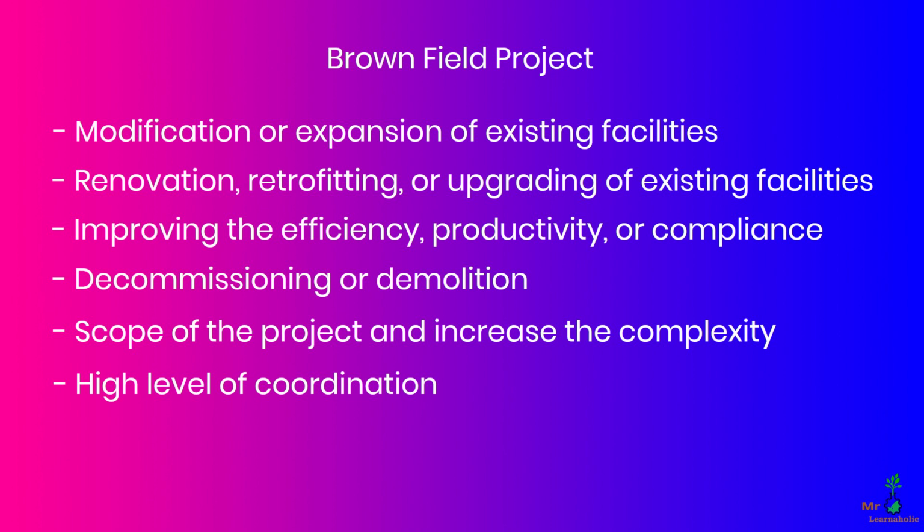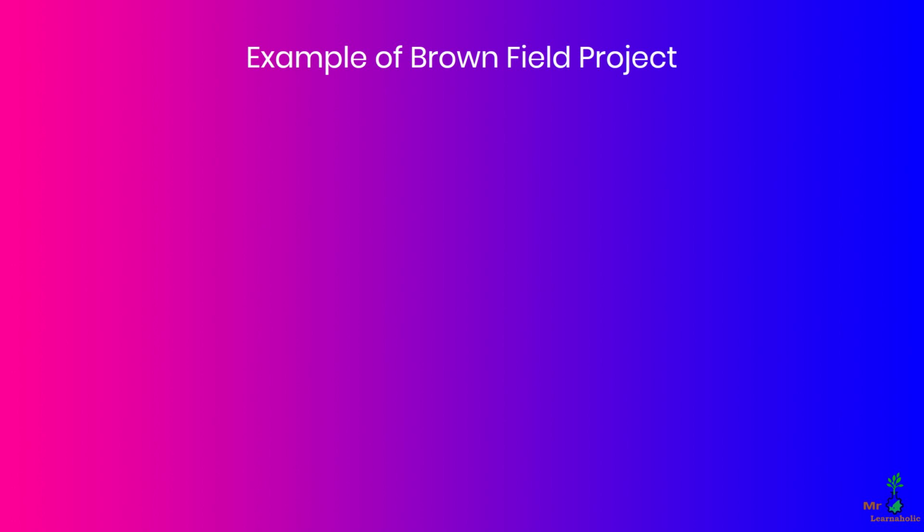Overall, brownfield projects are considered less risky than greenfield projects as the existing facility and its operations are known and can be used as a reference for the project. Here is a detailed example of a brownfield project in the process plant industry. Site assessment. The first step in a brownfield project is to assess the existing facility.